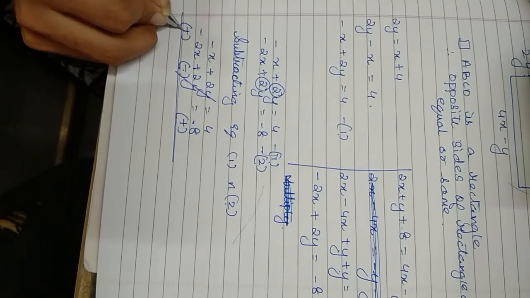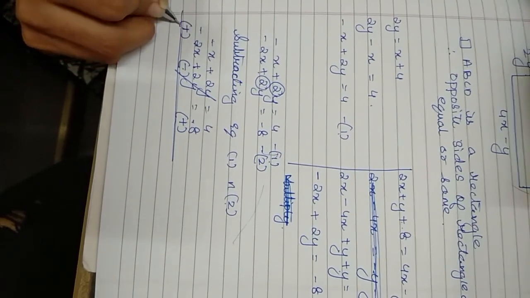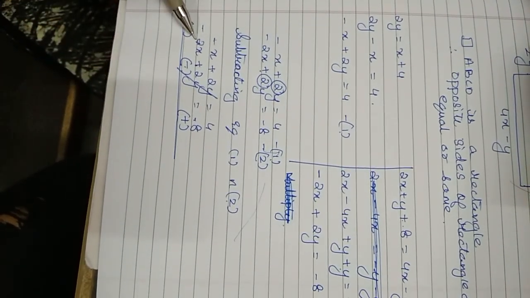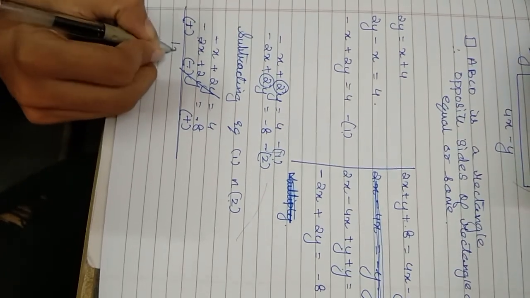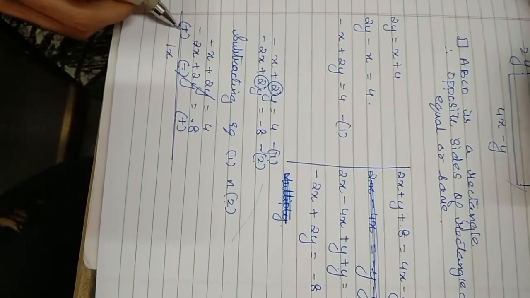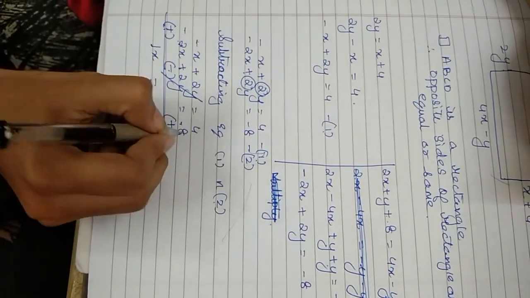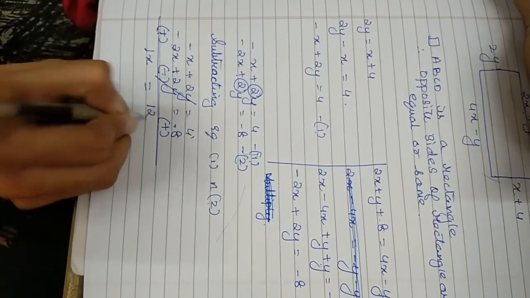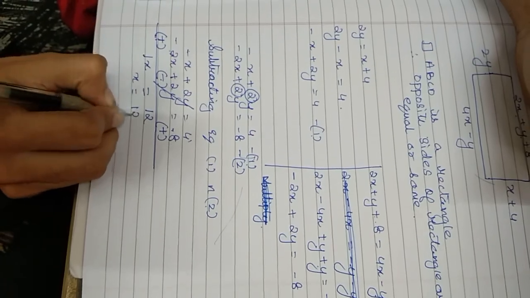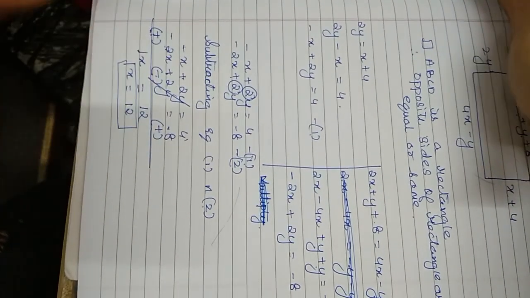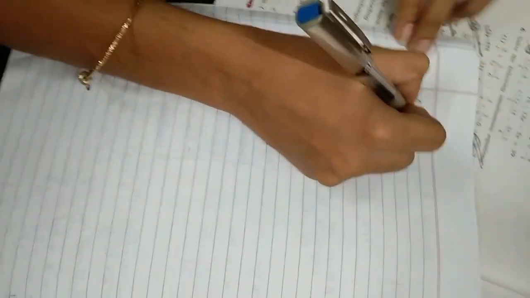Minus x plus 2x, that is minus into plus, is minus. 2 minus 1 is equal to 1x, because the greater number's sign present over there is plus. Now 8 plus 4 is equal to 12. Therefore, the value of x is equal to 12.